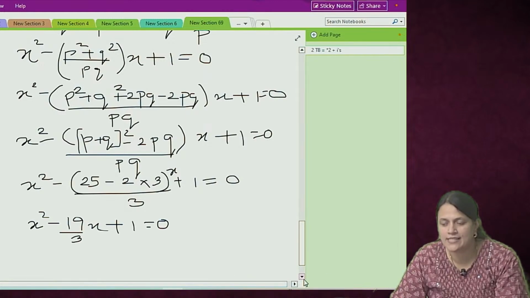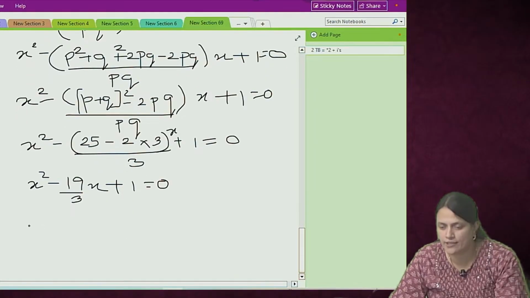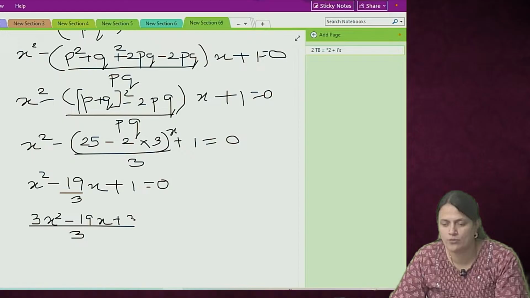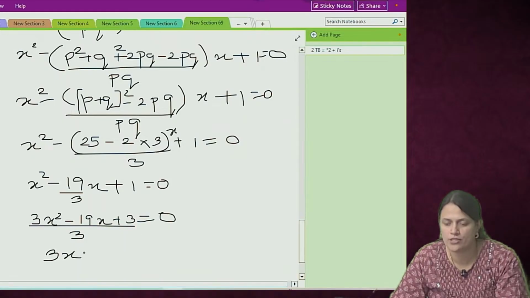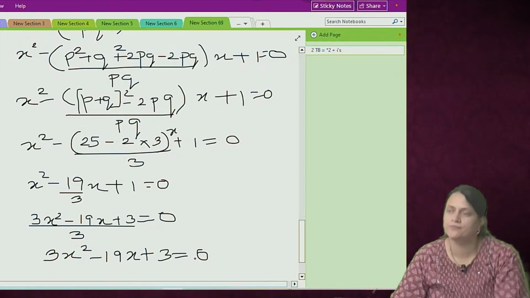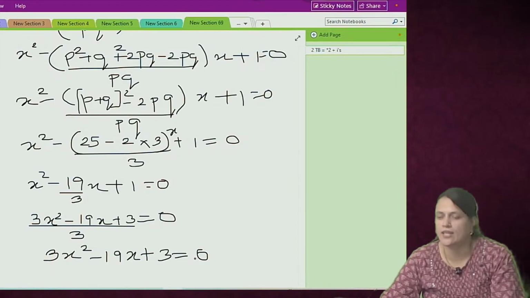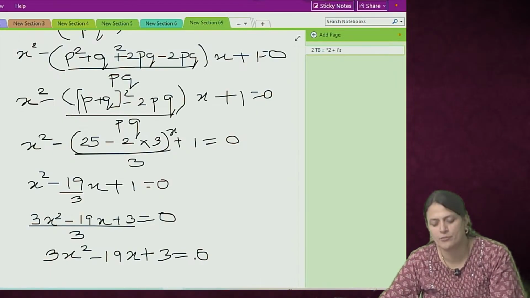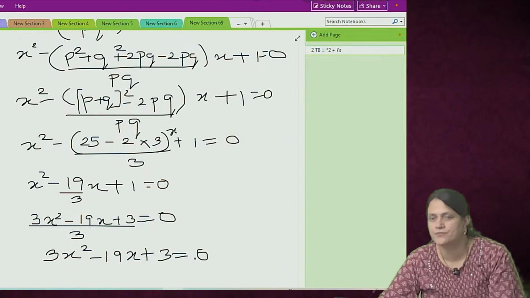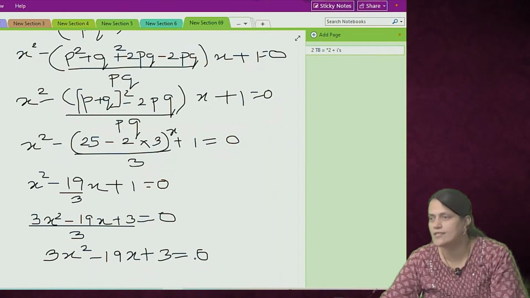Take the LCM now. Don't forget to take the LCM. So that's why this will be 3x square minus 19x plus 3 is equal to 0, or this is going to be our final equation. So that is option C. Option C for question number 12. समझ में आया? Easy.